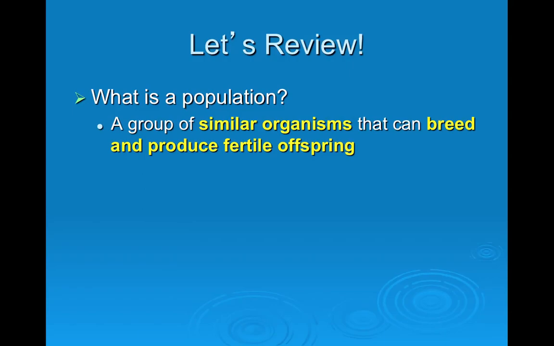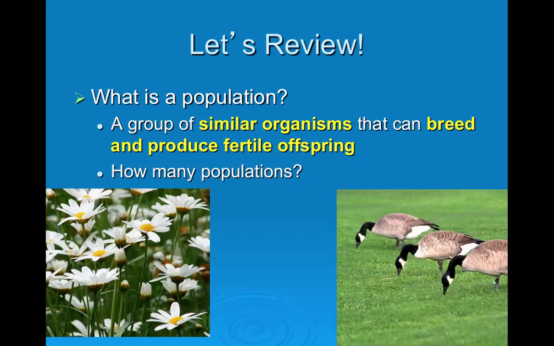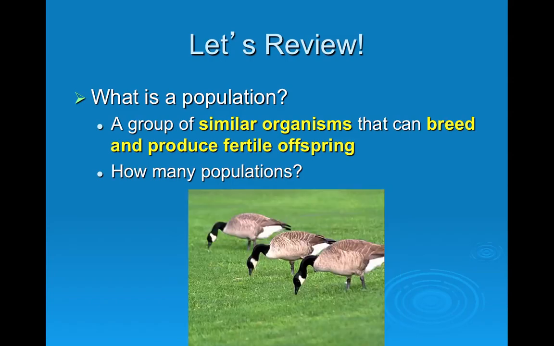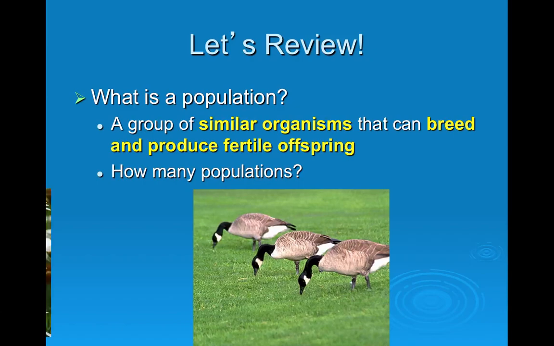Let's take a look at some pictures here and try to figure out how many populations we have. Our first example is the Canadian geese. If we're talking just about animals, we have one population of animals with 3 individual organisms. However, we do have grass there too, and if all of those grasses were the same species, we'd have 2 populations. But let's focus on just the animals for these pictures.